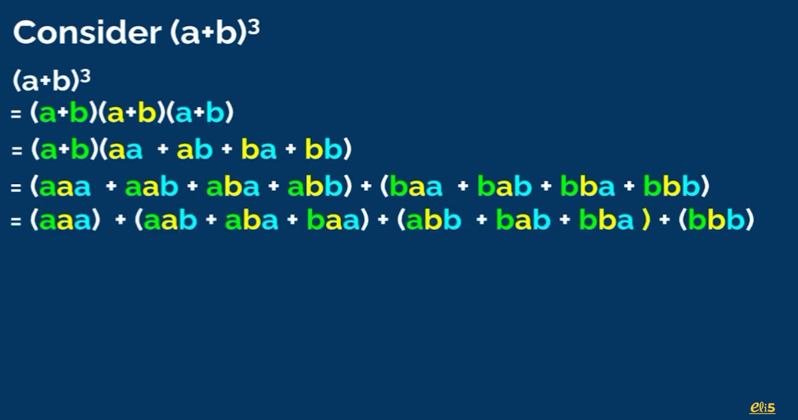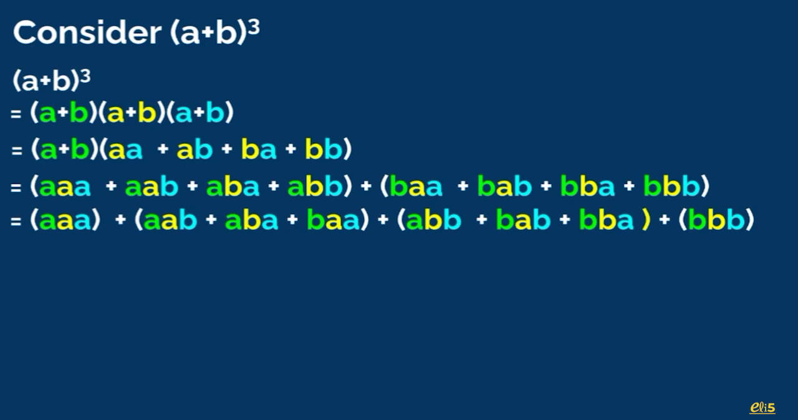AAB, ABA and BAA all refer to the exact same term, that is a squared b. The same goes for ABB, BAB and BBA, which all mean a b squared. However, one thing you might have noticed is none of the terms have a's and b's of the same color. That's a very straightforward and a simple observation, but its implication is important.